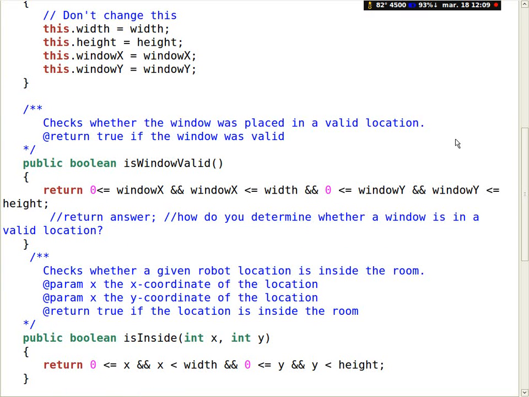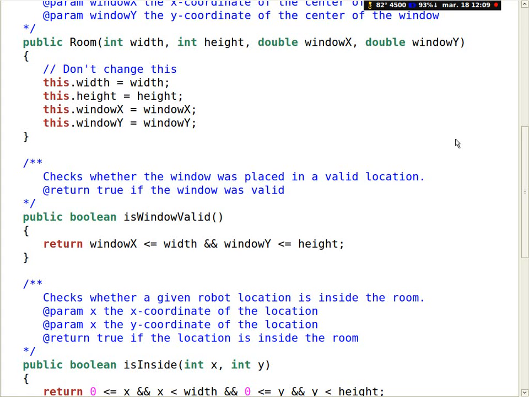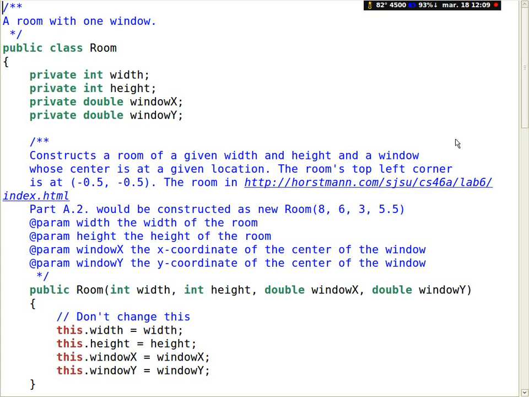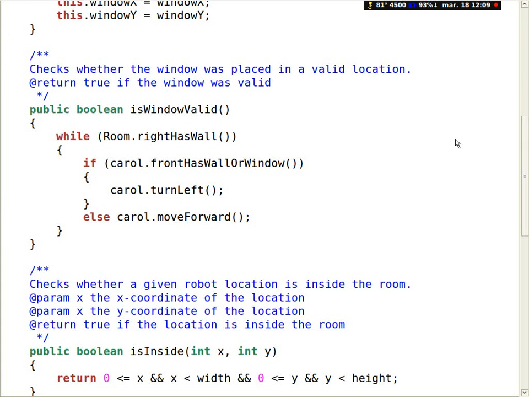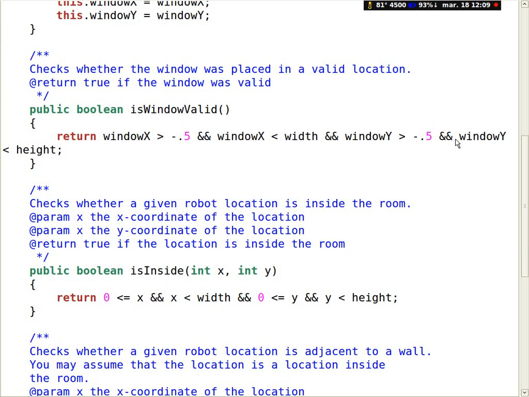Is window valid? 0 less equal window x less equal width, 0 less equal window y less equal height. Is window valid? Window x less equal width, window y less equal height. Is window valid? While the room has a right wall, this wouldn't even compile, because this stuff only compiles when you're inside NetBeans and you have all the Carol stuff loaded. Return window y greater than window x greater than minus 0.5, less than width, greater minus 0.5, less than height.